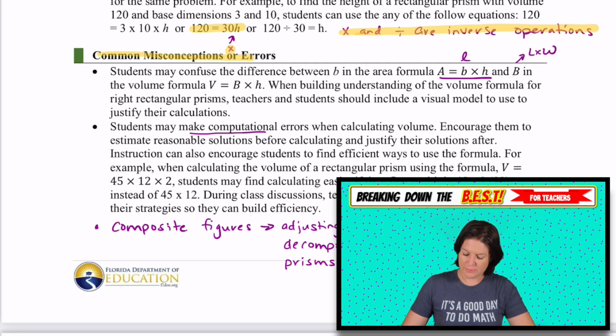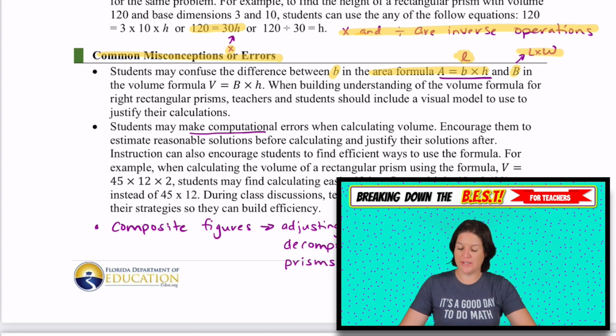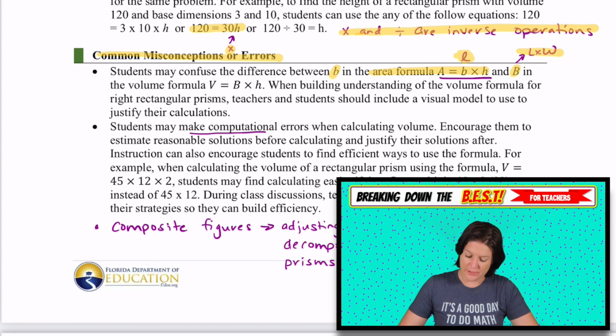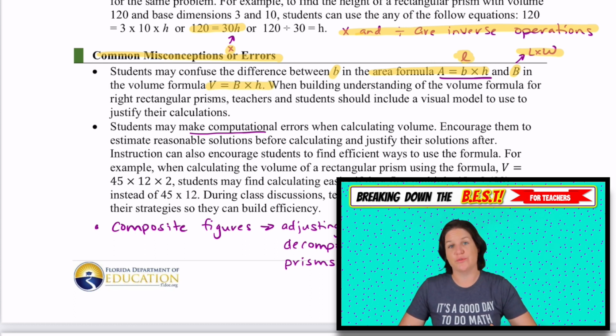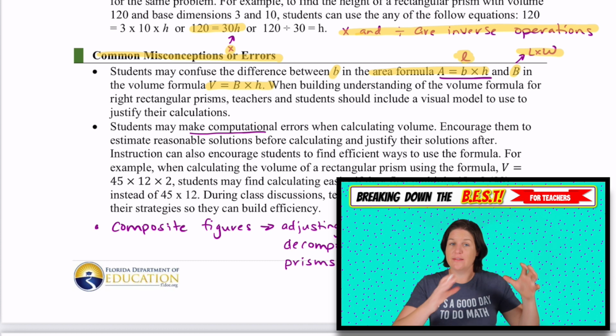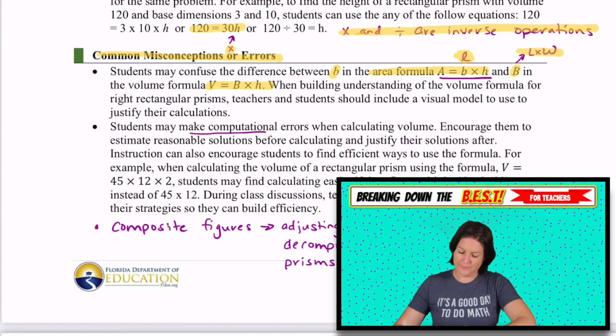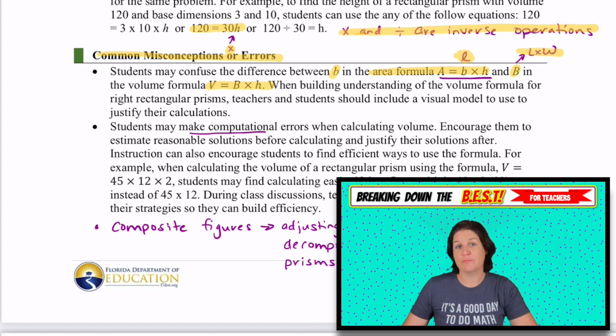Some common misconceptions or errors that students might make is seeing the difference between B and the area formula, A equals B times height. The base times the height, really that base is our L, our length times width. But base, capital B, stands for the length times the width together. So when we have this formula, volume equals base times height, that really means the length times the width, then times the height. And because of the associative property of multiplication, we can do that and still arrive at the same answer as if we were to just multiply length times width times height.